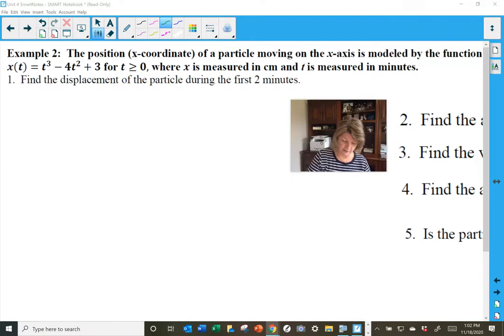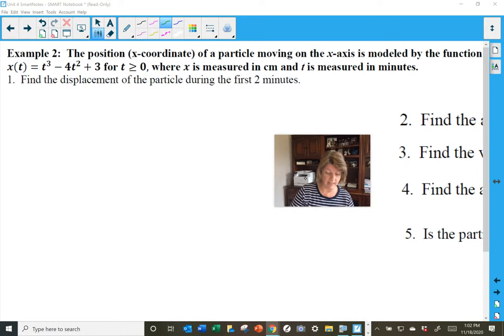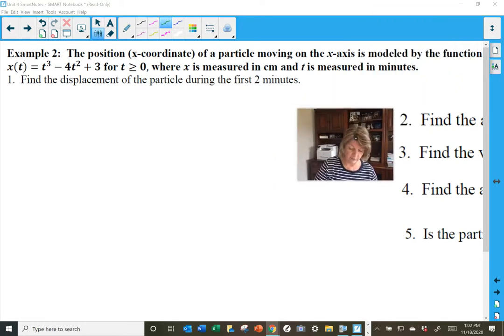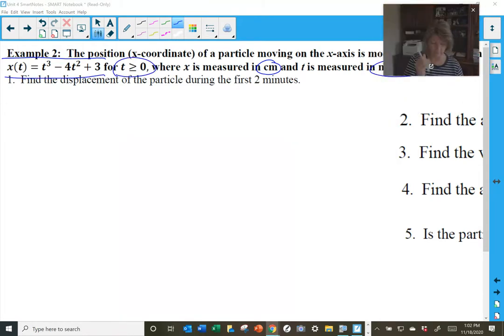The position, the x-coordinate of a particle moving on the x-axis is modeled by the function x of t equals blah, blah, blah, for t greater than 0, where x is measured in centimeters. Okay, we got units this time, and t is measured in minutes. We have our function, that's important, obviously. And we have a time frame. This time goes from 0 all the way out, right? Find the displacement of the particle during the first 2 minutes.